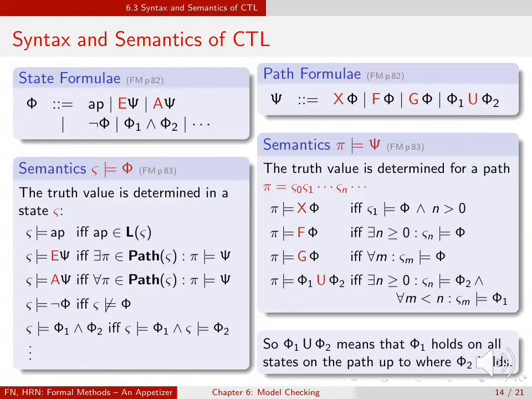And finally, there is the new operator phi 1 until phi 2. It holds on a path if we can find an index n such that the state sigma of n satisfies phi 2, that is the formula to the right of the U, and all the states before that state satisfy the formula phi 1, that is to the left. But note that it is possible to choose n being 0, so if phi 2 holds on the very first state of the path pi, then the formula is still true.